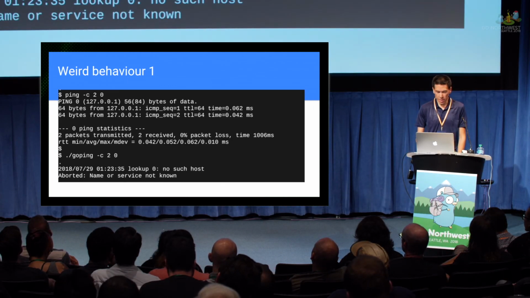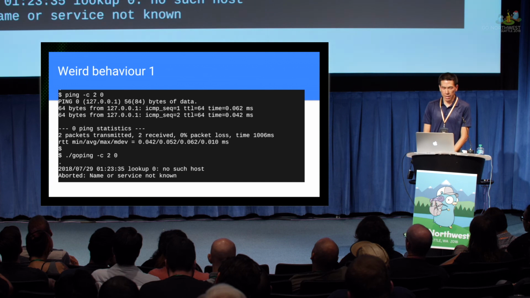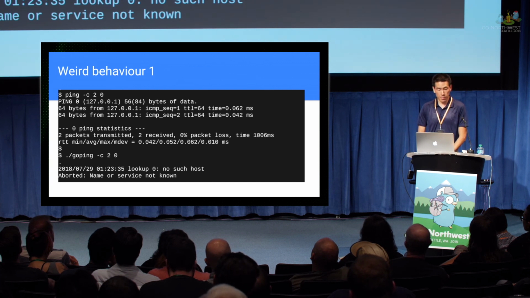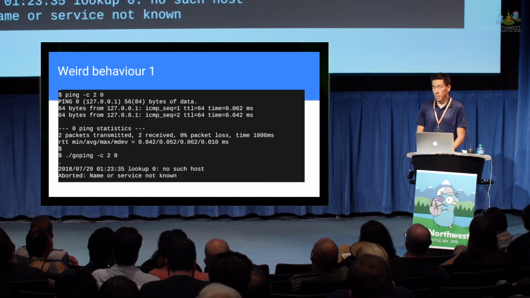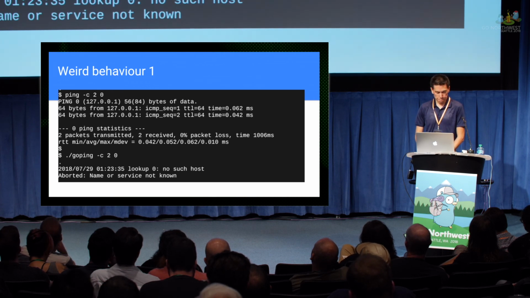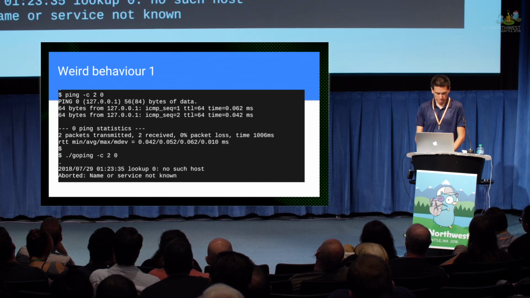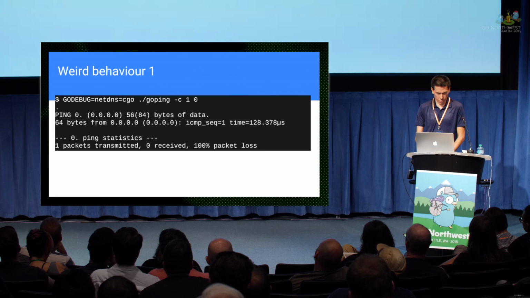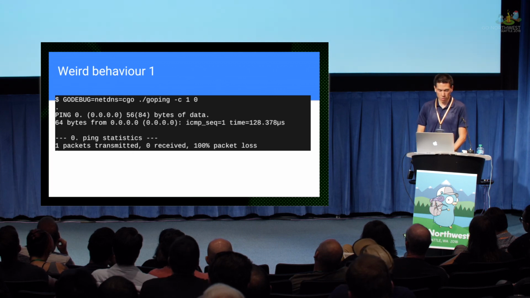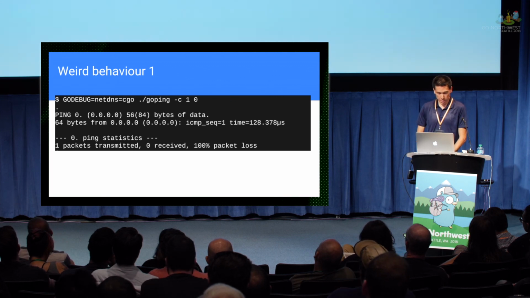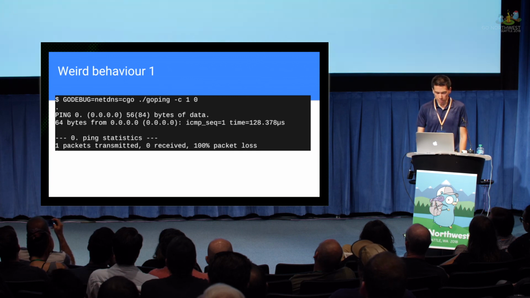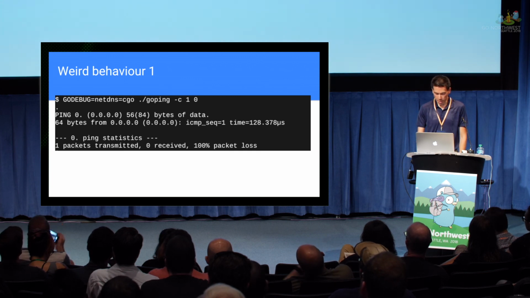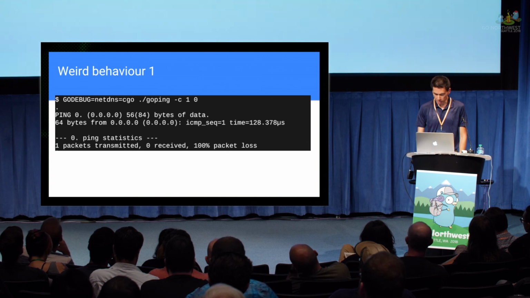There was some weird behavior when I was testing this out. I didn't know this before, but you can actually ping the address 0, and it resolves to localhost. I tried it with my goping, and it failed. Then you change the resolver to the cgo resolver, and it seems to work, but still a bit weird because I'm getting 100% packet loss right here. I think there's a bug in there somewhere.